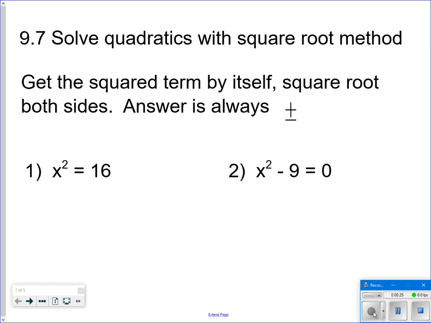Alright, so the first thing that we want to try to do is to remember to get the squared term on the left side by itself. So we want to make sure that it says x squared equals. Number 2 over here does not say x squared equals, so we're going to have to move the 9 on that one. Once we have the x squared by itself, then we're going to square root each side.